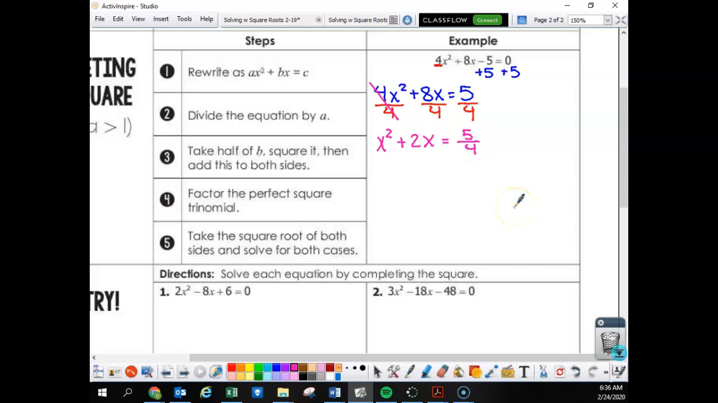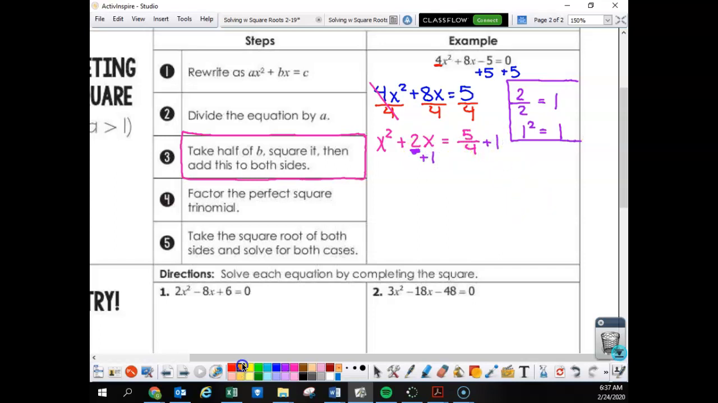Okay? Then you're going to use that completing the square method where you take half of b and then square it. That's the whole purpose of completing the square. So my b value is 2. So I'm going to get 2 divided by 2, which is equal to 1. Then 1 squared equals 1. So I'm adding 1 to both sides. So this is what you're going to add to both sides. So you're going to add 1 here and add 1 here.